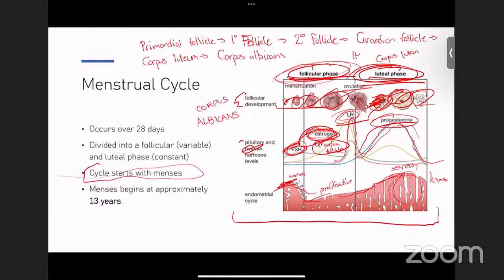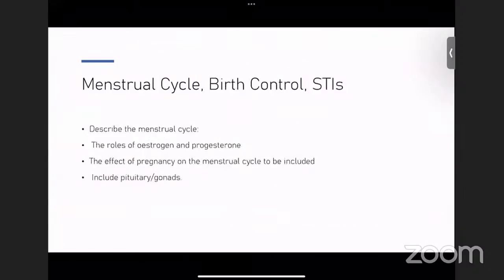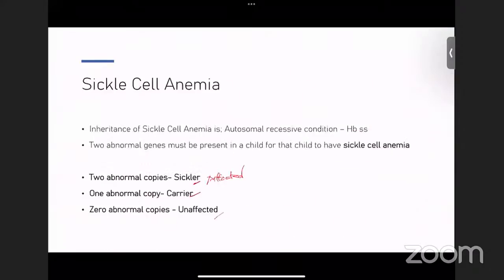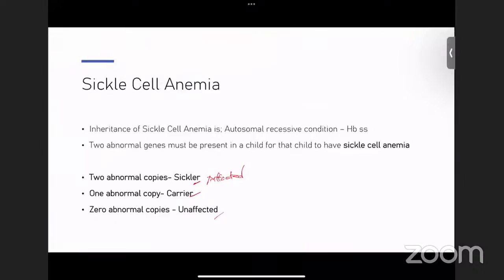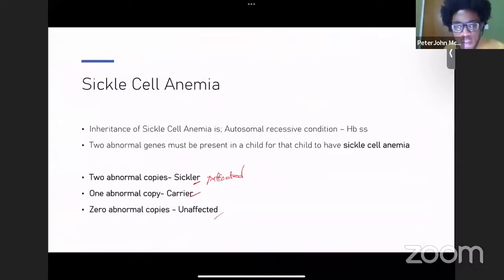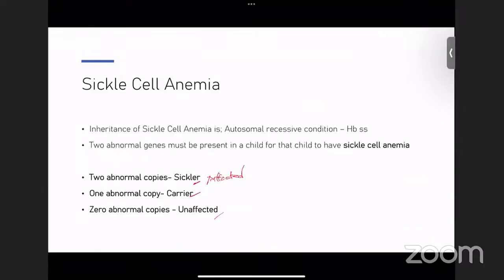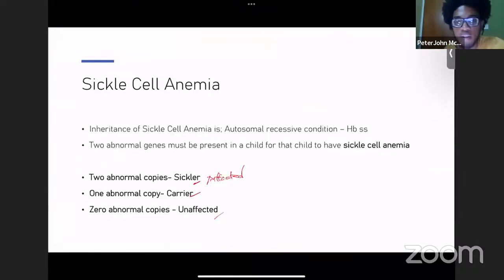Sir, remember we were going over the sickle cell thing. I was wondering if it was only females that could be a carrier. Sorry, no, not for sickle cell. Sickle cell isn't sex-linked, so males or females can be a carrier for sickle cell.